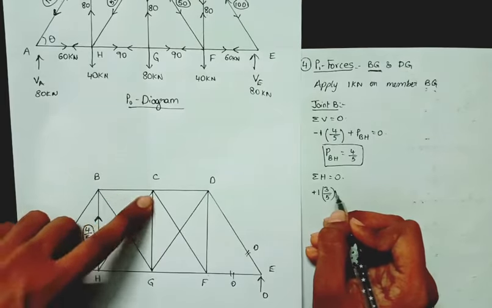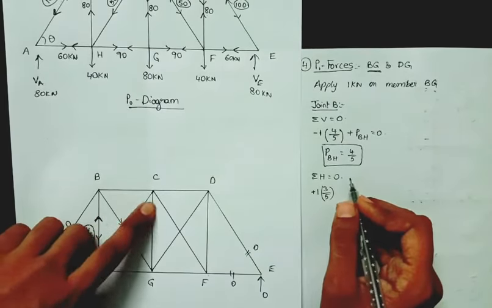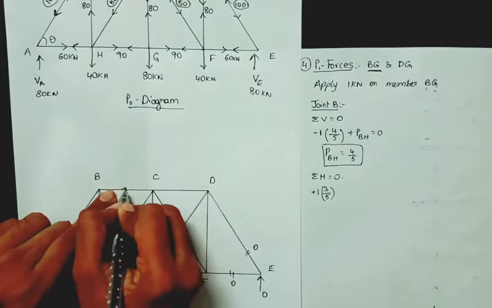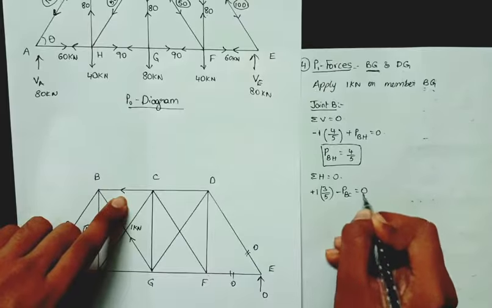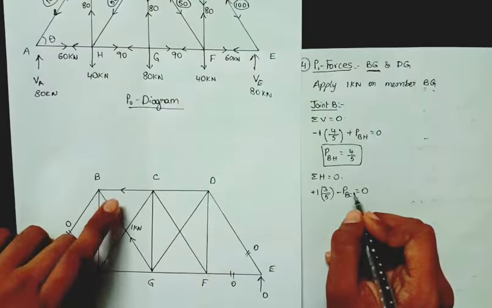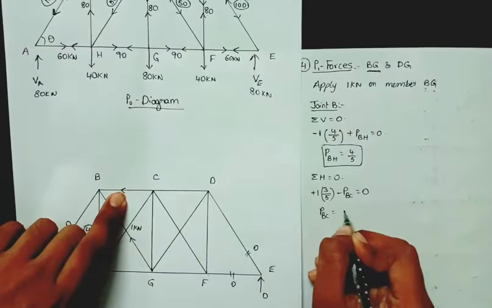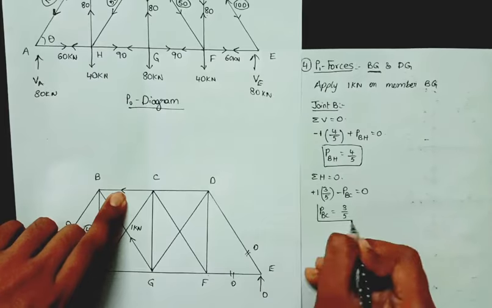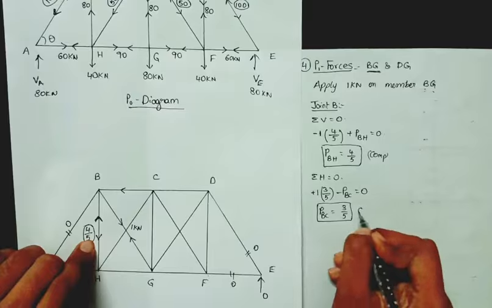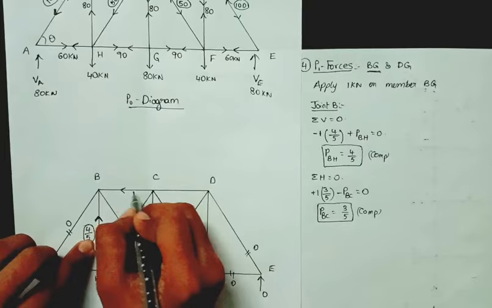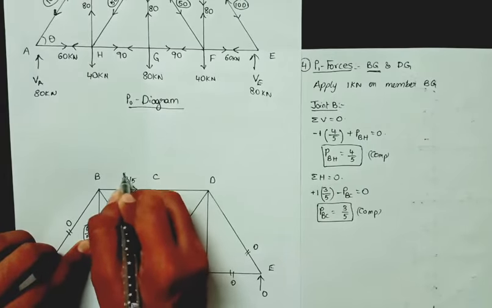There is also a member BC in the horizontal direction. So if this arrow is towards the right side, then I assume the arrow will be in the left side, then minus PBC. It is in the left side direction, so minus. This arrow will be in the right side direction. Now I assumed this one in the left side direction. Therefore PBC is equal to 3 by 5, that equals 0.6. Okay, this is in compression and this is also in compression. The arrow is compressing the joint, 3 by 5.